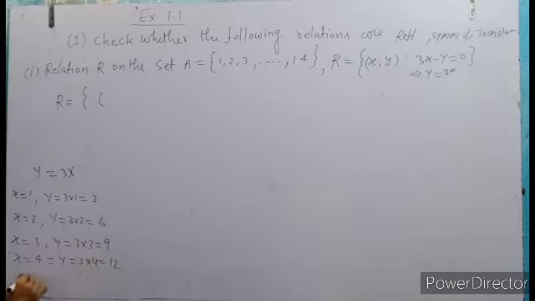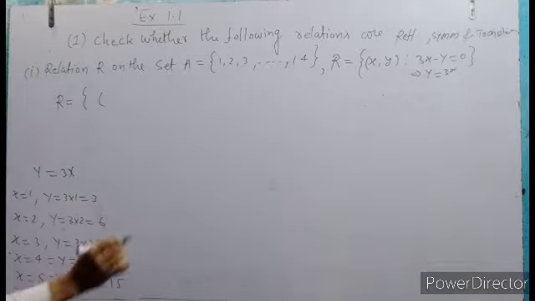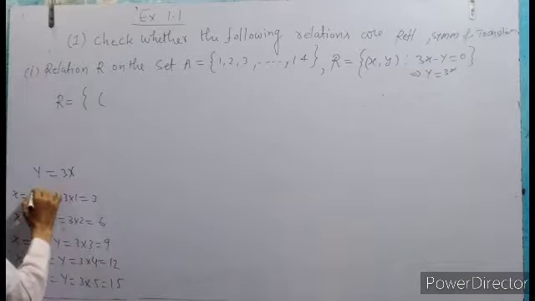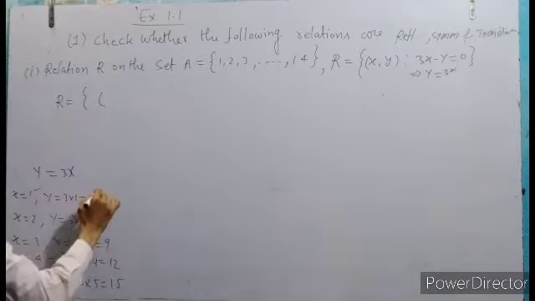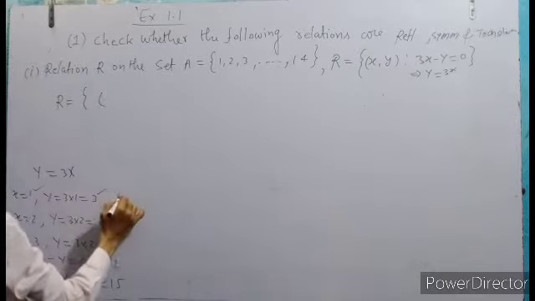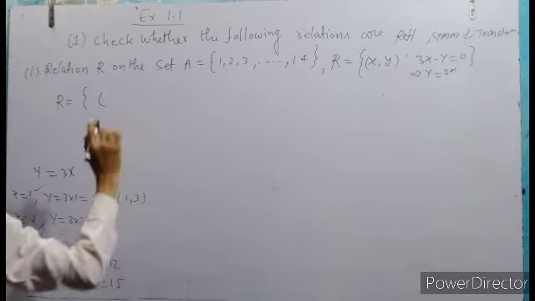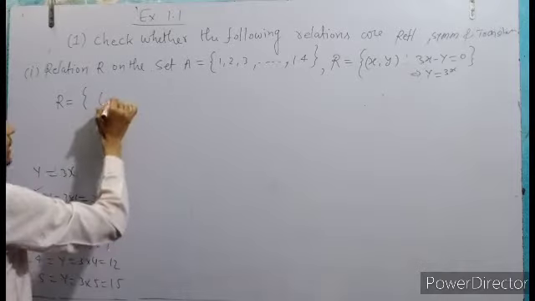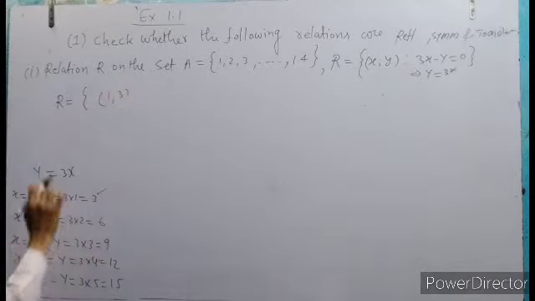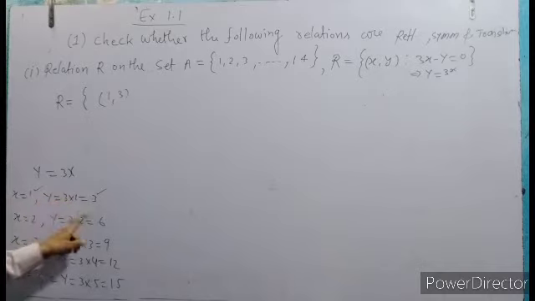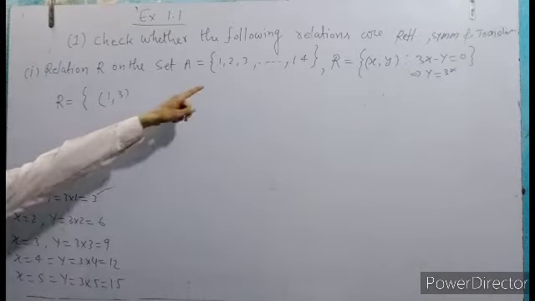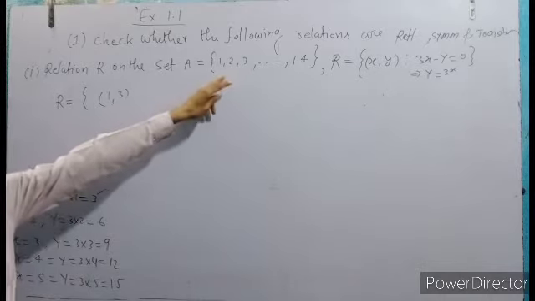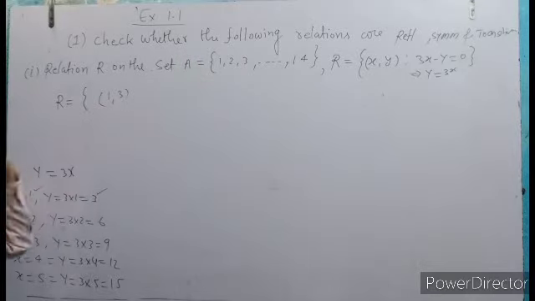Okay, x equal to 5, so y equal to 3 into 5 equal to 15. You can observe 1 is from set A, and 3 also lies in set A. You can write (1, 3). Both values of x and y lie in set A. So (1, 3) is a pair that satisfies the relation.